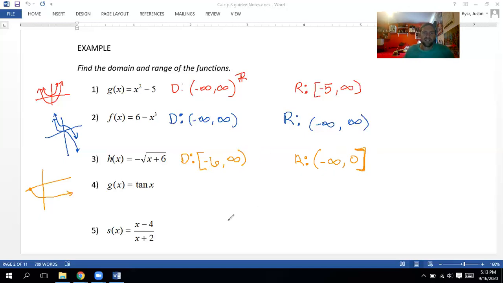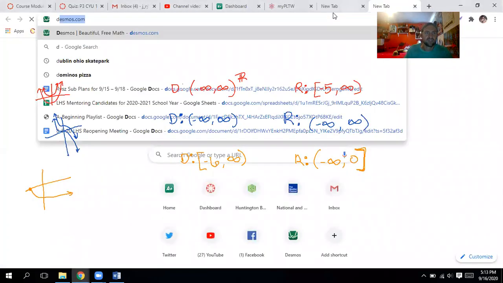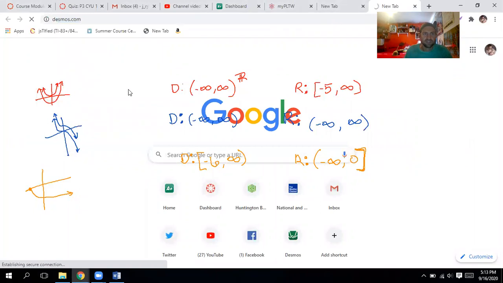All righty, tangent of x. This is one where we're going to definitely want to get Desmos out. So let's see how well I can do this. Use my mouse. I don't want things to eliminate here. So there we go. Let me open up a tab here and go to Desmos. Ooh, not fun, but we can make it work.